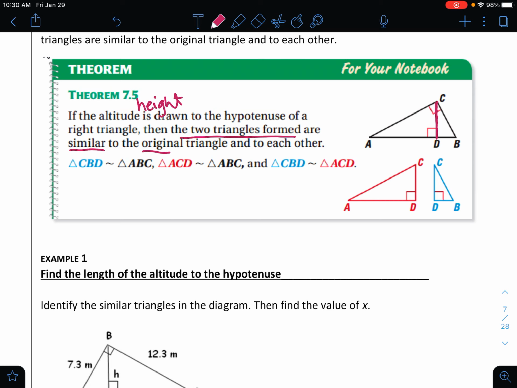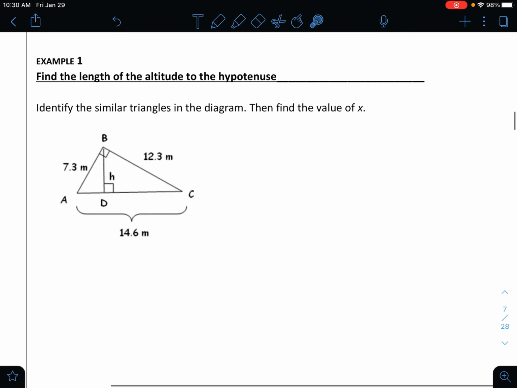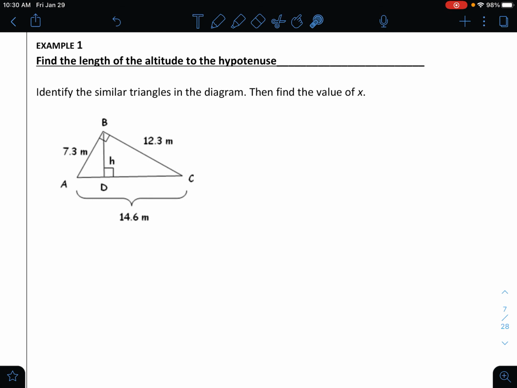It says here that the two triangles formed are similar to the original. The red one and the blue one are similar to the original black one and to each other. So they're all three similar to each other. I've got several statements here. Our takeaway is we're going to use this idea to find missing side lengths. The ratio of corresponding sides can be put into a proportion so we can find the different lengths.